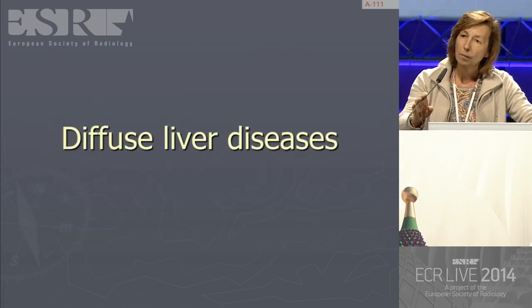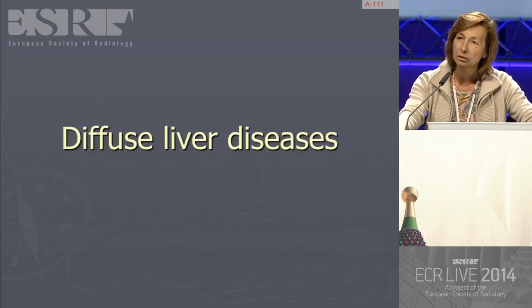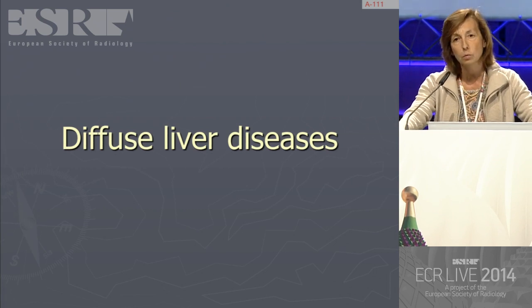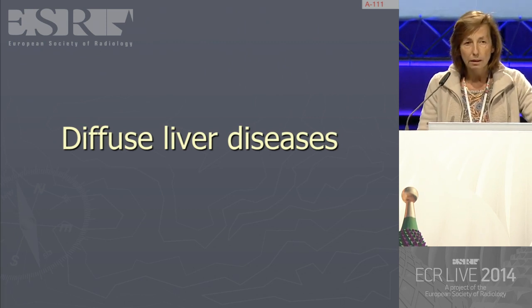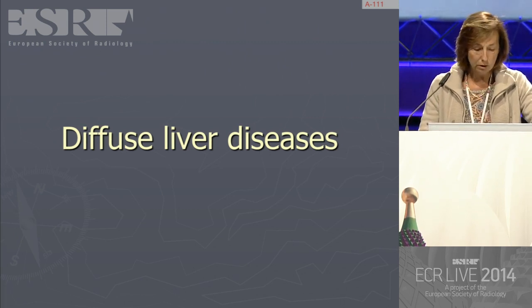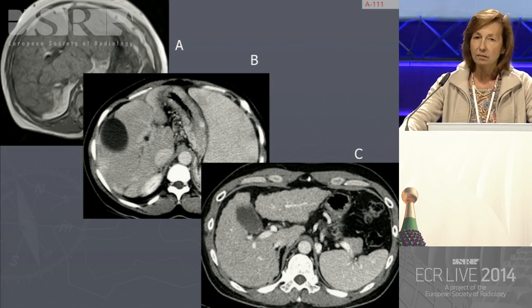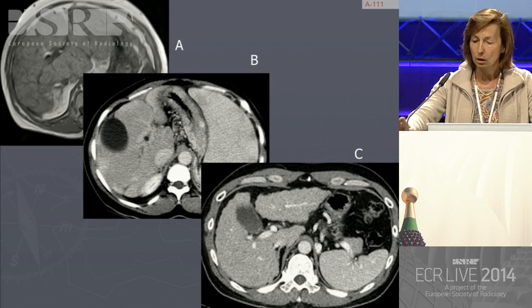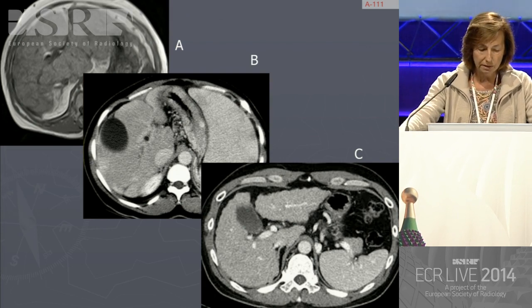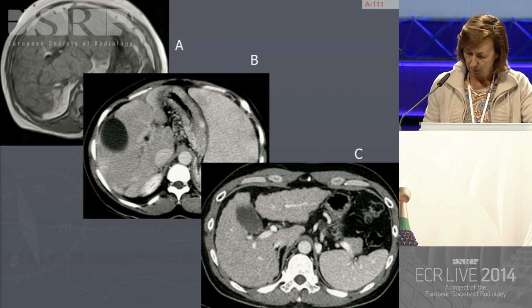So my cases will be divided in two different parts. The first part will concern diffuse liver disease, and the second one, focal liver lesions and their mimickers. So let's start with diffuse liver disease. Here there are three different patients, A, B, C, with imaging modalities, MR, CT, no matter about that.